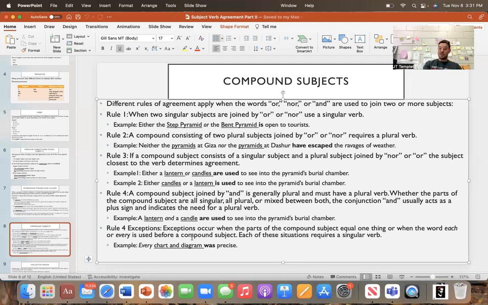There are some exceptions to this rule. When the parts of the compound subject only equal one thing, such as Home and Garden magazine, or home and garden, right? That's referring to a very specific thing, like a specific field. Like I used to write for the home and garden section of the Times-Picayune. That's one complete thing.